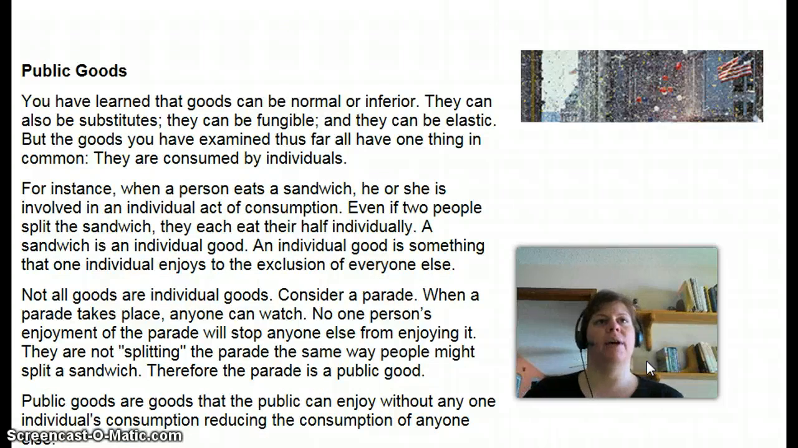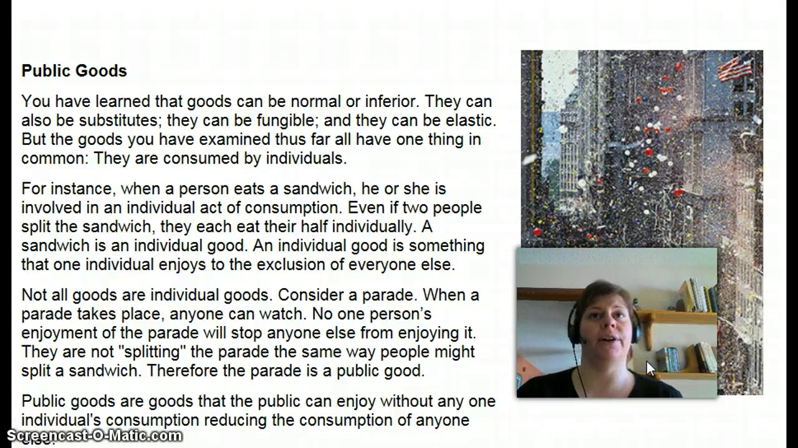Public goods. You have learned that goods can be normal or inferior. They can also be substitutes. They can be fungible and they can be elastic. But the goods you have examined thus far all have one thing in common. They are consumed by individuals.